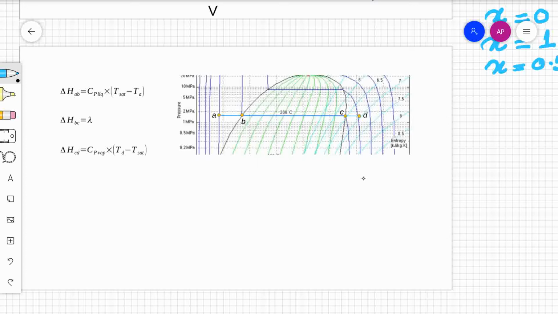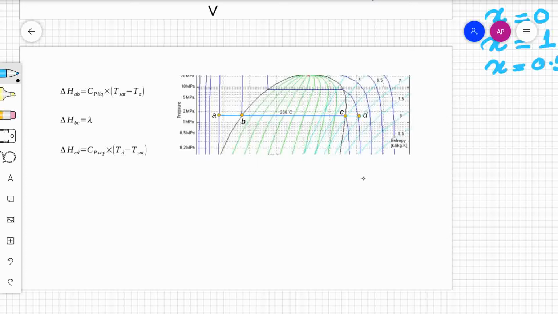If you further heat it up from B to C, as discussed earlier, and once again reminded to you, the amount of heat that would be required would be equal to the latent heat. Delta HBC is nothing but lambda. That is the latent heat required for vaporization from saturated liquid state to saturated vapor state.